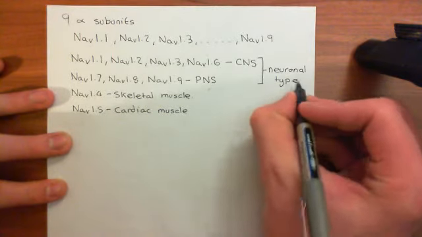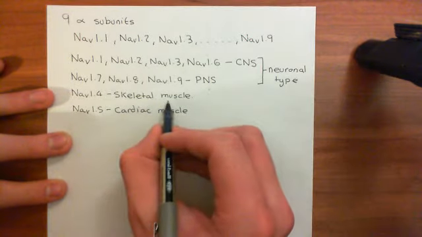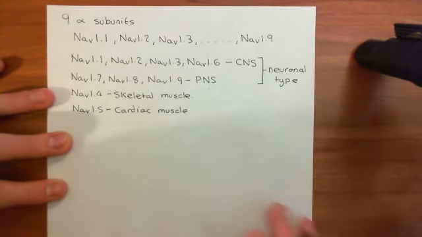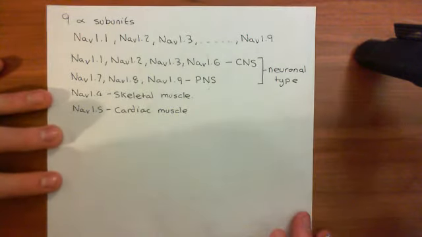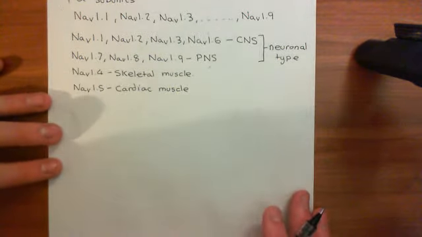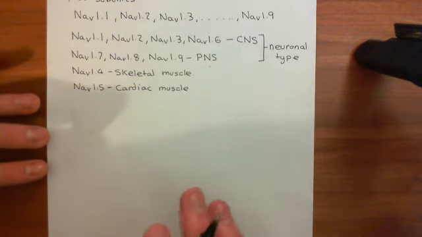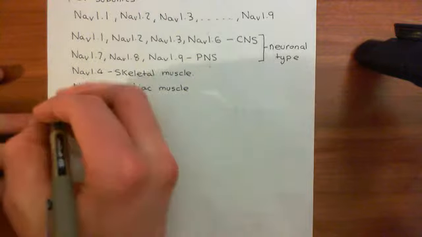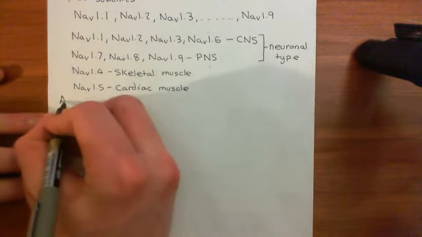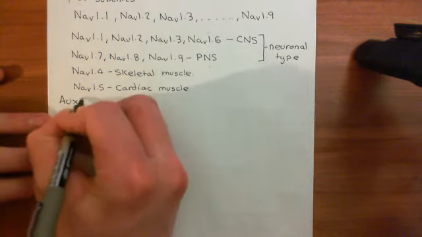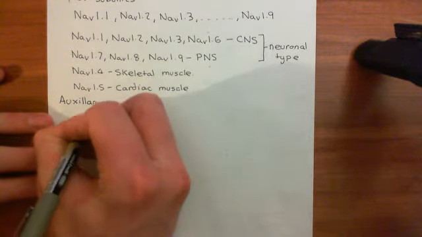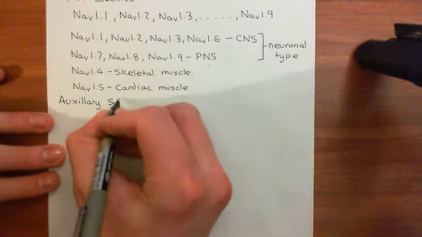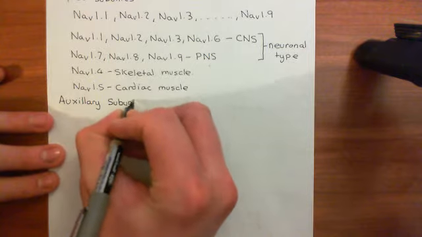And then NaV1.4 is found in skeletal muscle cells, and NaV1.5 is found in cardiac muscle cells. Okay, right, so those are the alpha subunits of voltage-gated sodium channels now covered. Let's now turn our attention to the auxiliary subunits. These are the beta subunits, which you can join onto the alpha subunits of your voltage-gated sodium channels.